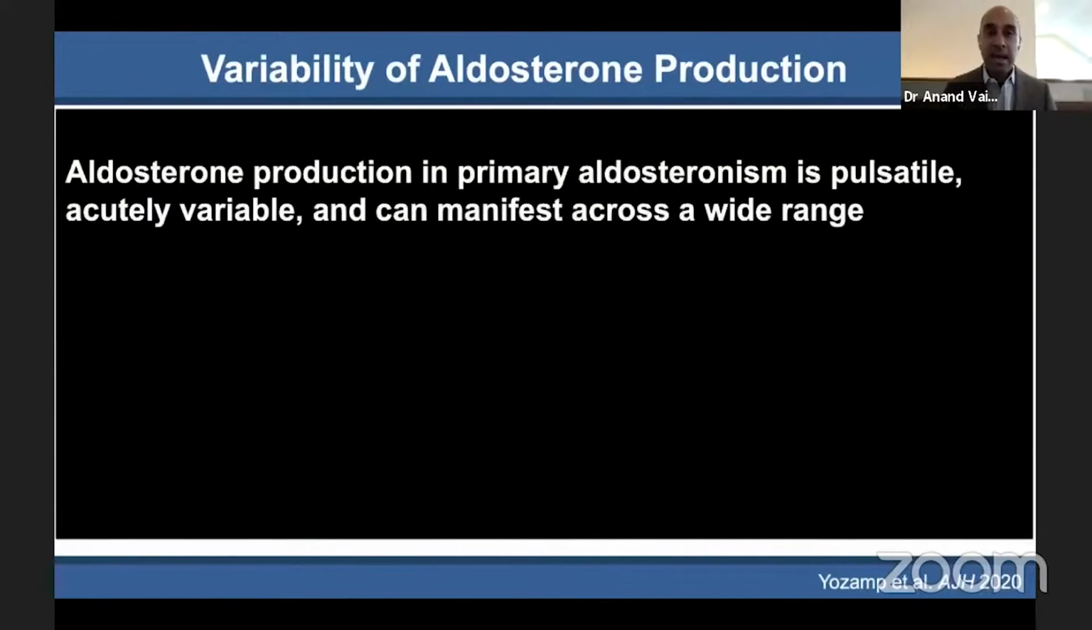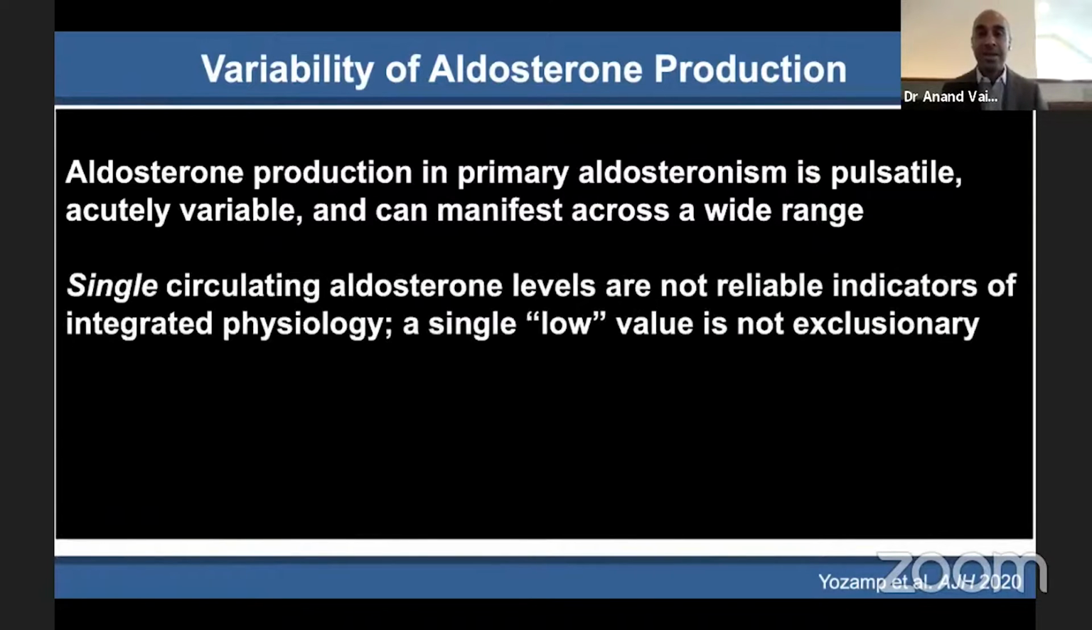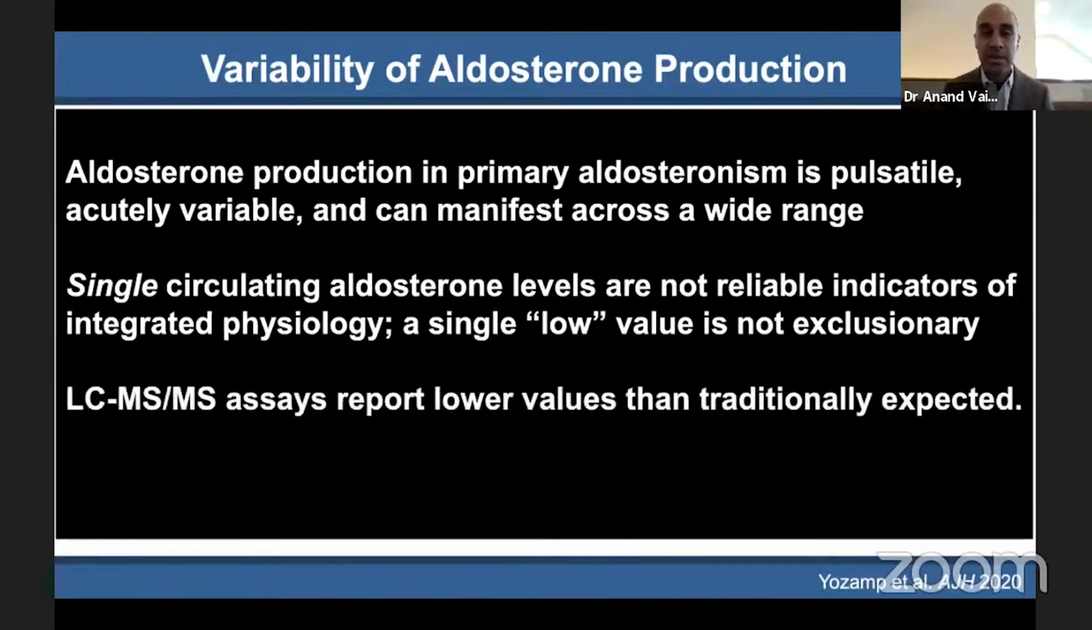So what does this mean? Aldosterone production in primary aldosteronism is pulsatile, variable, and it manifests across a wide range. A single circulating aldosterone level is not a reliable indicator of integrated physiology. And more importantly, a single low value should not exclude the diagnosis. A single high value may be very important, but a single low value doesn't necessarily exclude the diagnosis.